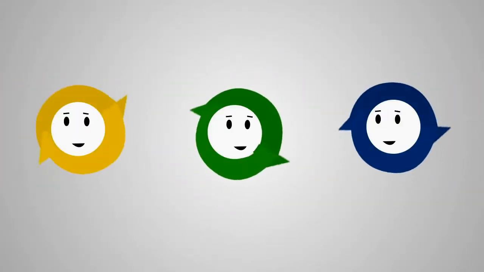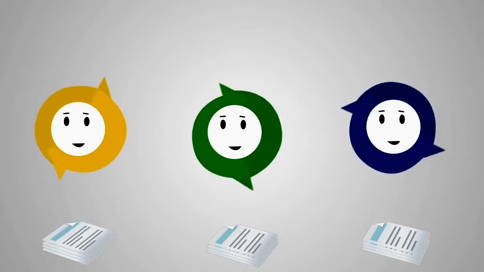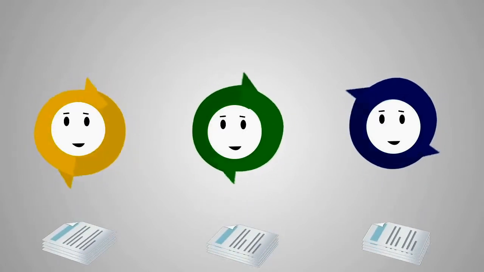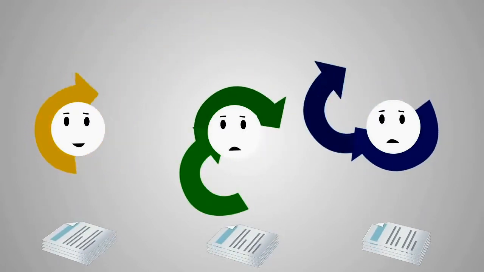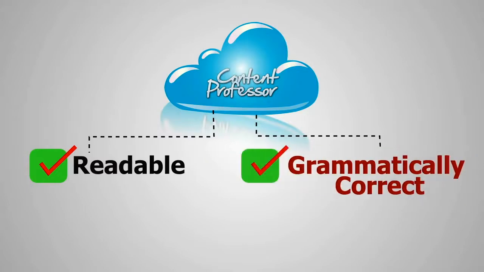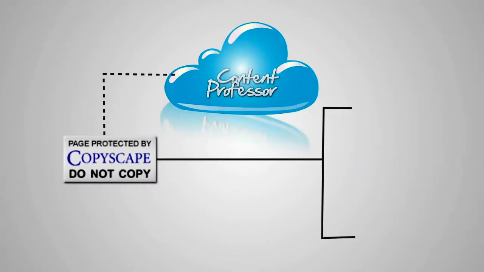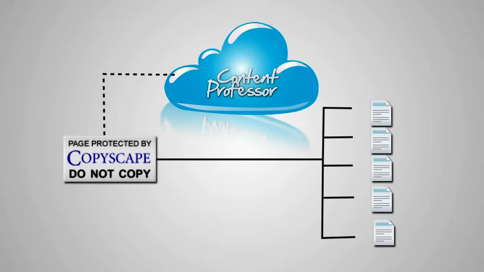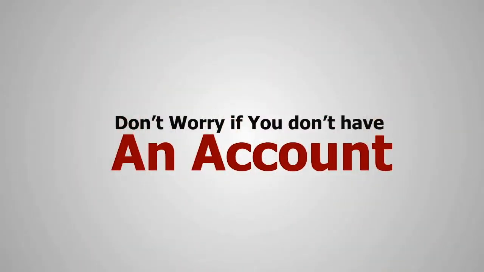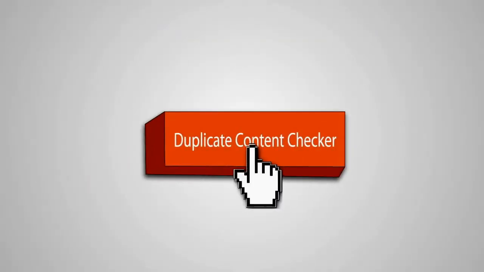You probably already know there are other spinners on the market that claim to produce great results. And while they each have their own strong points, many aren't able to consistently produce content that reads naturally. With ContentProfessor, not only is everything readable and grammatically correct, we've also integrated Copyscape, so you can be sure each of your articles are truly unique. But don't worry if you don't have an account. Just use ContentProfessor's own customizable duplicate content checker.